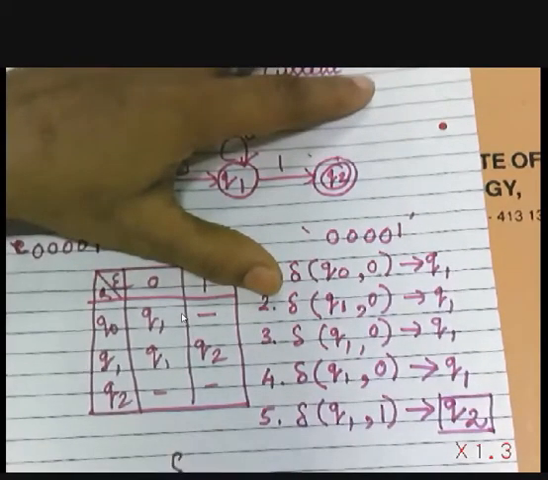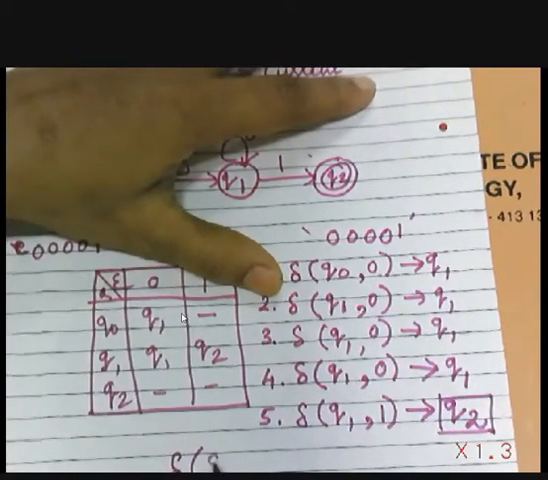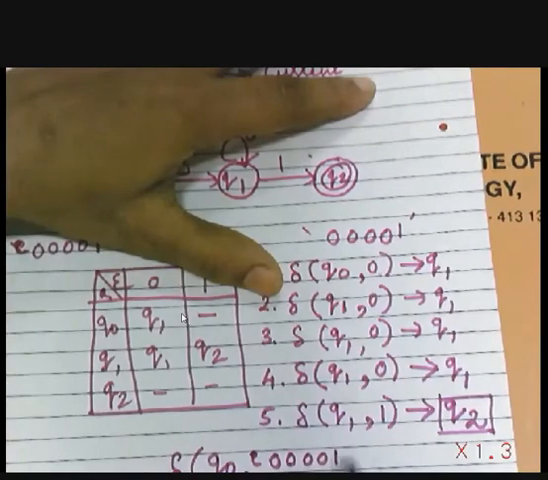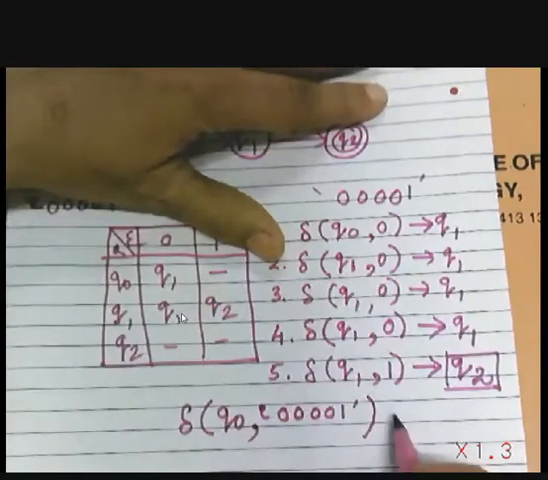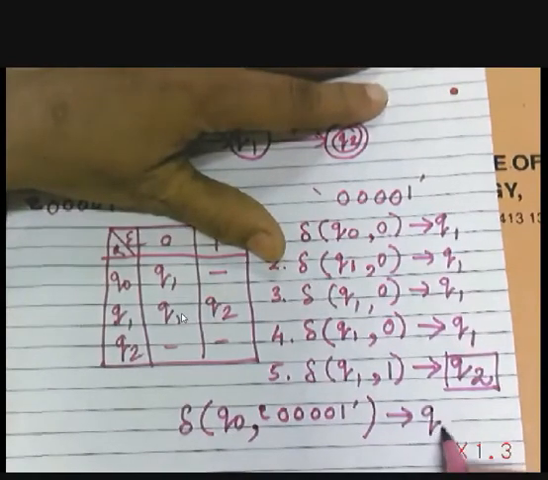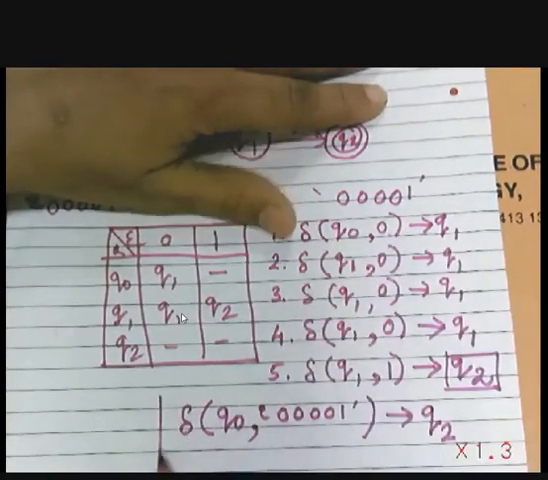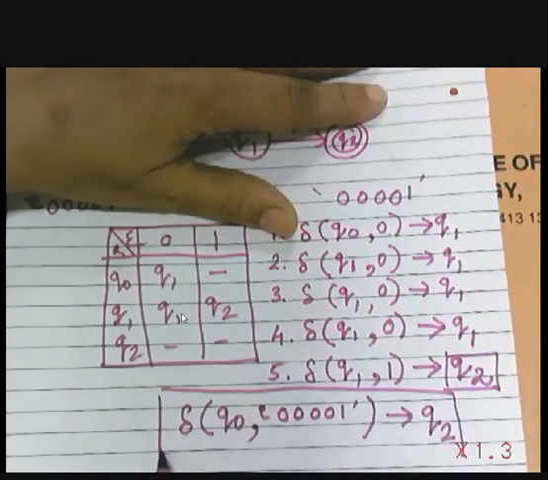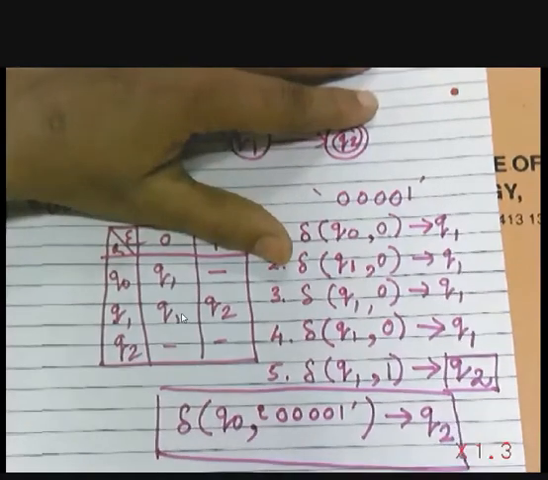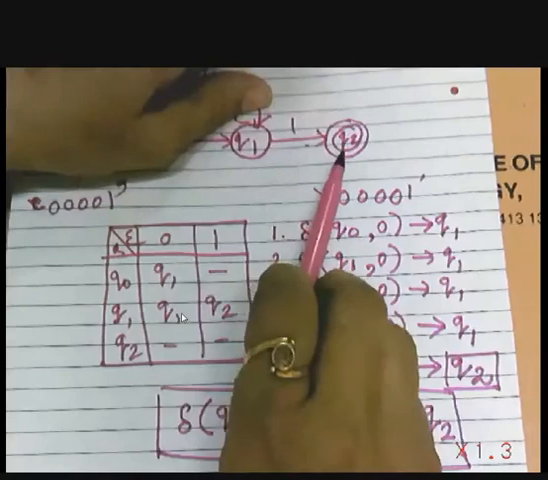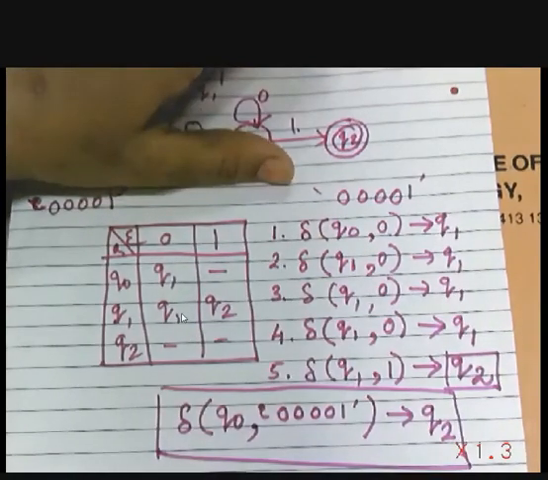In short, it is also shown as delta Q0, because it was the initial state, and if I give input as 0, 0, 0, 1, that is acting as x, if you recall our discussion, then it reaches Q2. So this whole thing can be shortly written like this. Since Q2 belongs to the final states, we can say that it is acceptable.